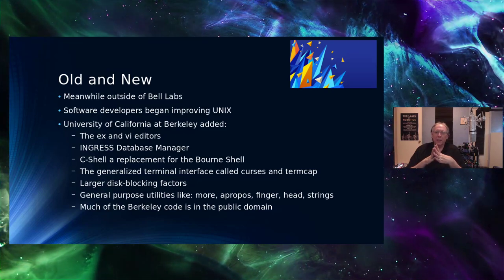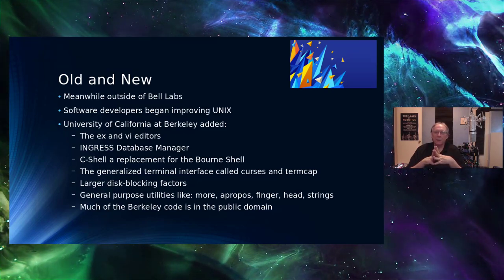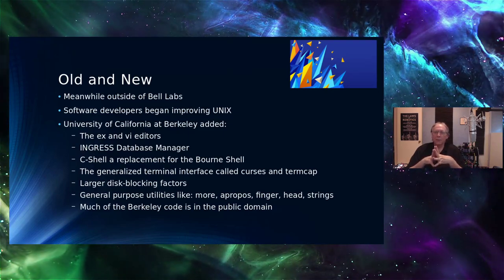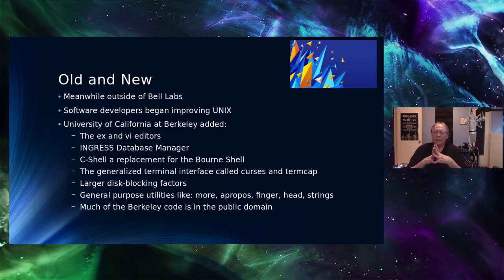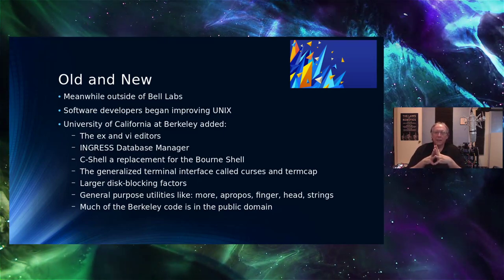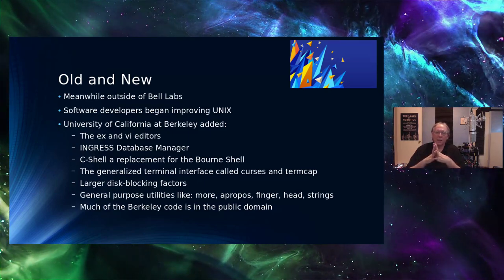There was also the Ingres database manager that was developed around this time and was included in the BSD release. C Shell was offered as a replacement for the Bourne shell. You could still use C Shell even under Linux today. It isn't the original one, of course. It is the one that was developed by the GNU project, and we'll talk about that.